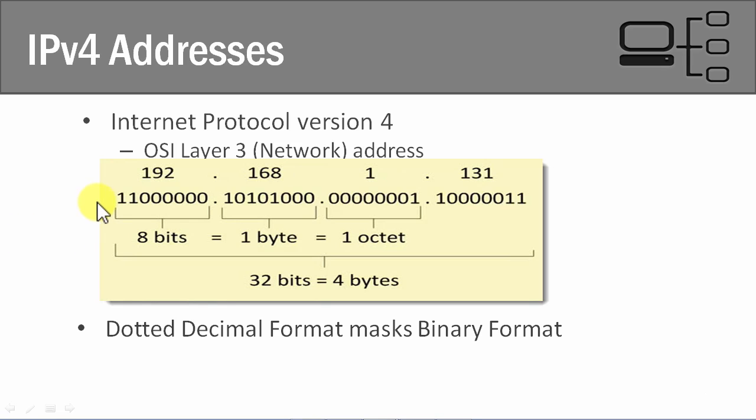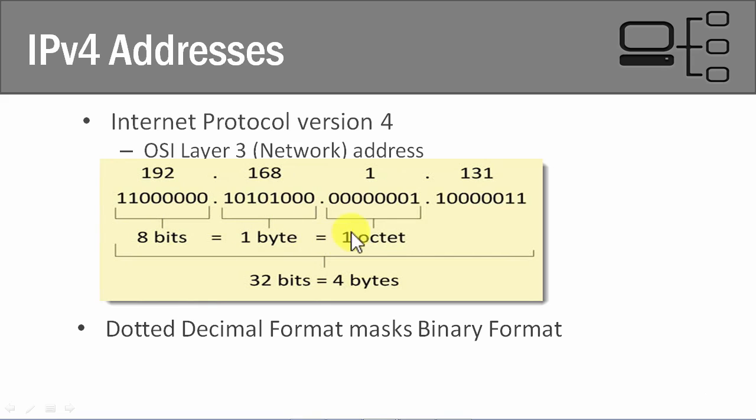Now, when we look at this, we want to look at the binary numbers here. And what you'll see is that they're broken up into 4 different portions. And these are each octets because there's 8 bits in each one. So there's 1, 2, 3, 4, 5, 6, 7, 8 bits for each octet. 8 bits equals 1 byte, and 1 byte equals 1 octet. So that's why I call this an octet. You can call it 8 bits, 1 byte, or 1 octet. But it's commonly referred to as an octet.